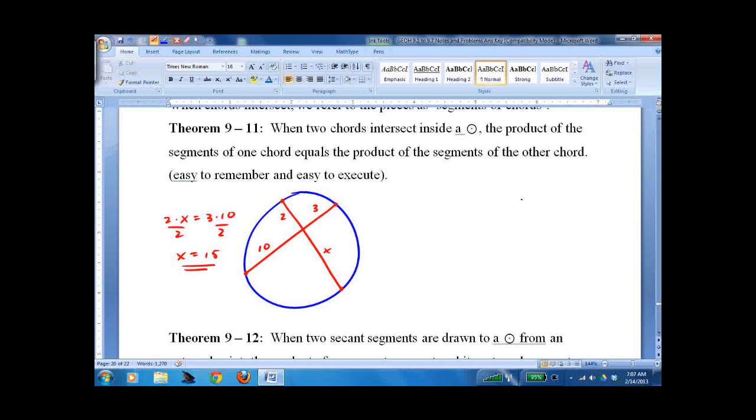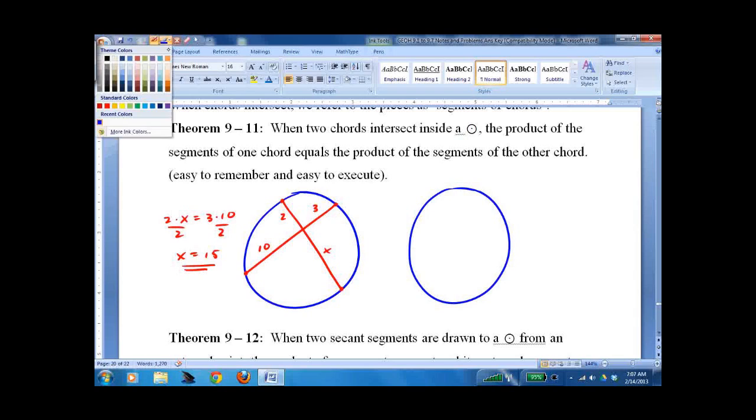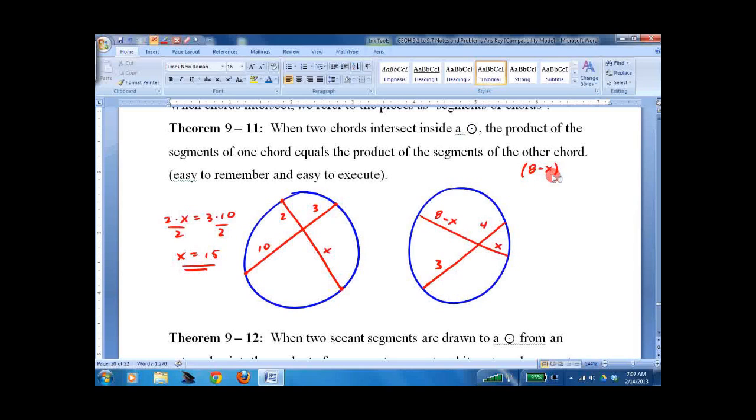A more complicated type problem will look like this. Notice I'm not even drawing the center to my circle. I don't want people to make any assumptions. This is our chance to give you some algebra practice. So you would multiply the pieces of one times the pieces of the other.